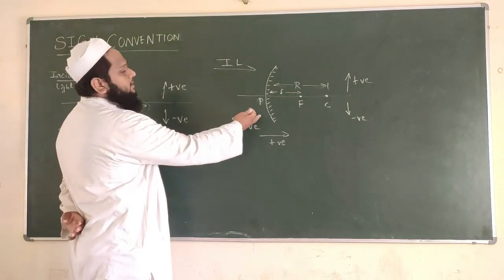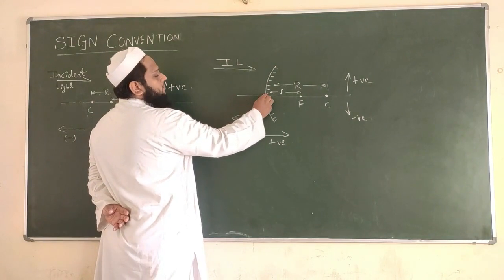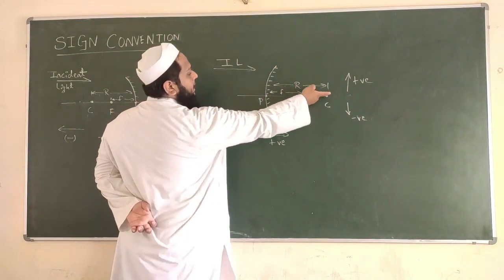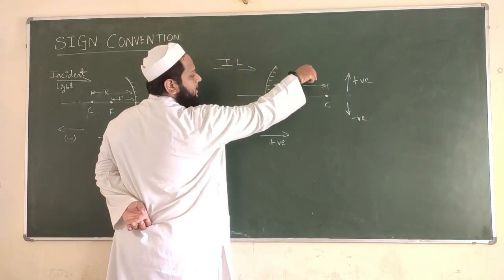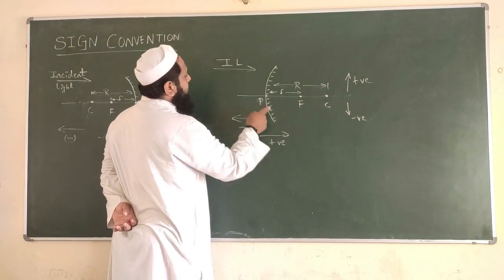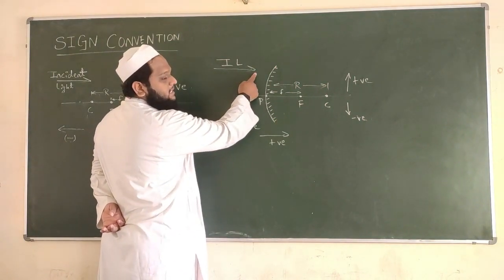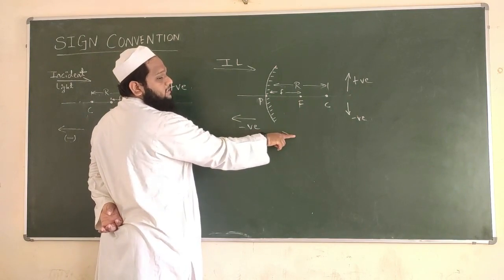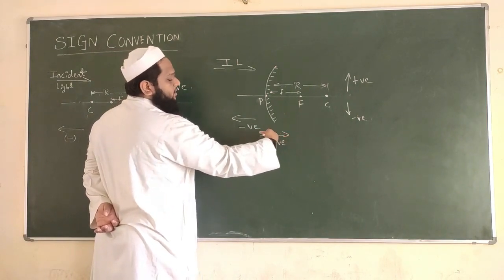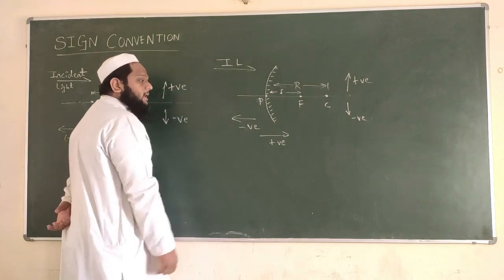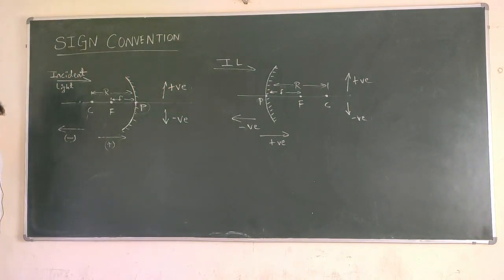Coming to the second type, there also all the distances are measured from the pole. The objects that are above are taken positive, and all distances below are taken negative. Suppose this is the direction of incident light, then in the direction of incident light, all the distances are taken positive. In the direction opposite to the incident light, all the distances are taken negative. I hope this simple concept is clear. We will move forward.